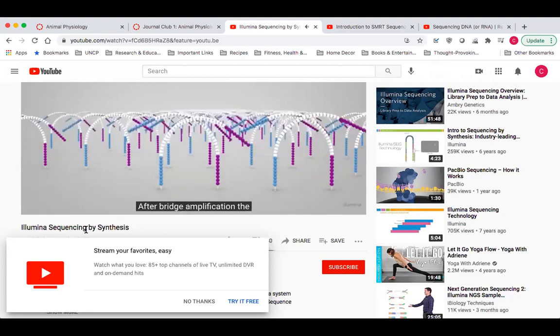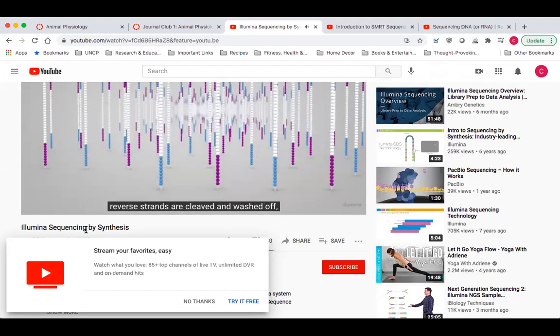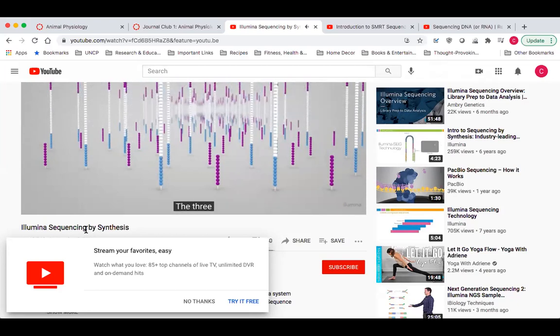After bridge amplification, the reverse strands are cleaved and washed off, leaving only the forward strands. The 3' ends are blocked to prevent unwanted priming.